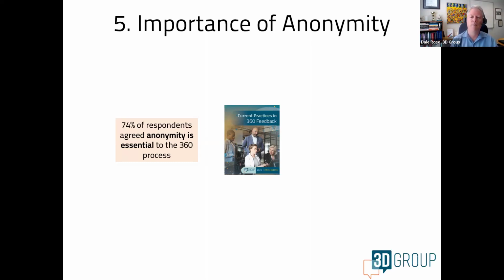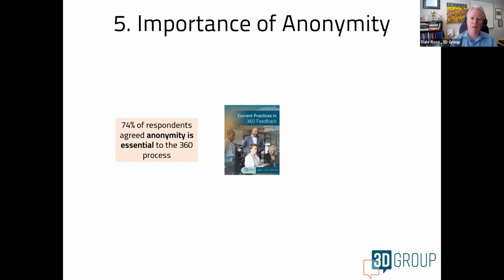People responding to the survey need to trust that they can say what they really feel. They can say what they see. There won't be any repercussions. They won't be identified. The individual receiving the feedback will not see who said what is the simplest way to think about it. And indeed, three-quarters of our companies said that they felt anonymity was essential. Without it, it's not going to work.